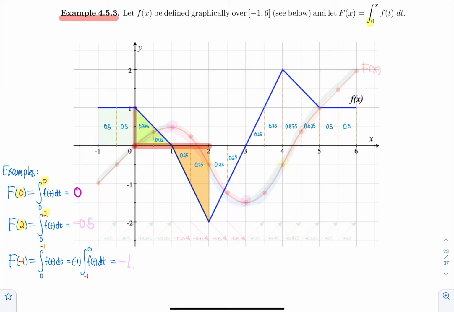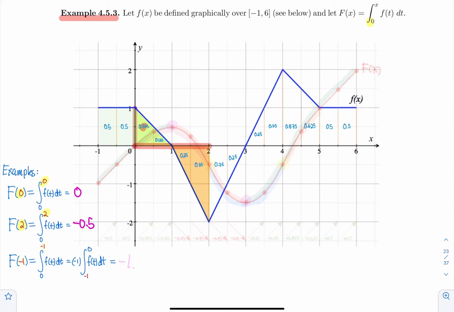Here, I already took the liberty to compute all the areas between the graph of small f of x over the interval minus 1 to 6 by looking at increments of 0.5. So between 0 and 2, I'm going to use plus 0.375, plus 0.125, minus 0.25, and minus 0.75. If you add all those definite integrals together, you're going to get that the output at 2 is minus 0.5.